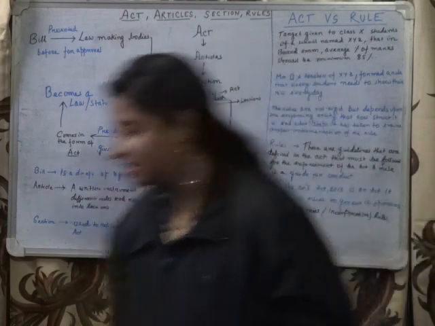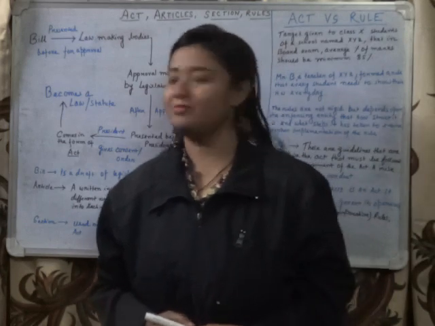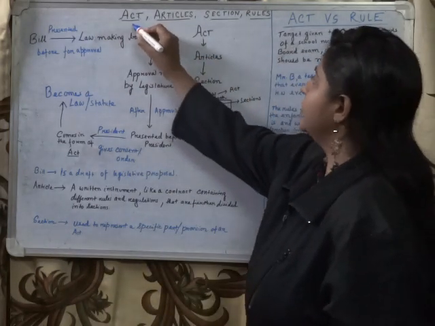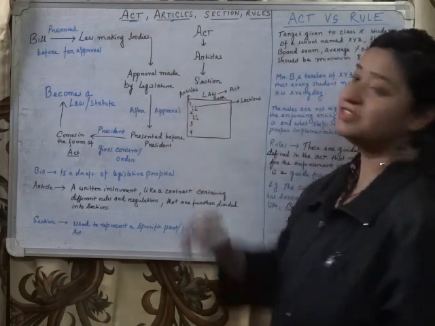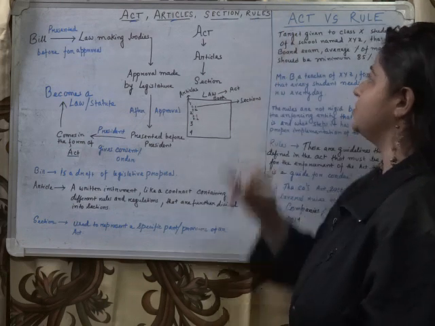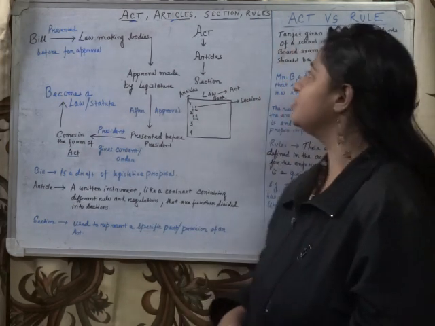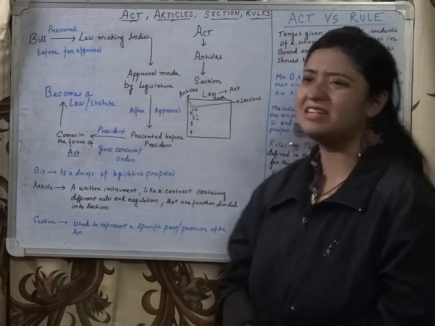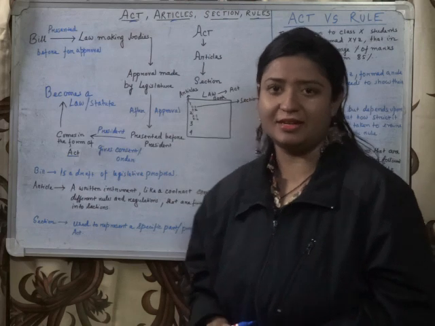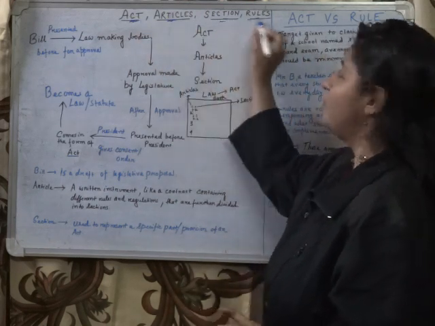So I have come with some of the basic concepts of law. Let's see what that is. Four things are there: act, articles, sections and rules. We get very confused about what the difference is between act and rules. What are articles and sections? Isn't it? So let's see what those are, one by one.